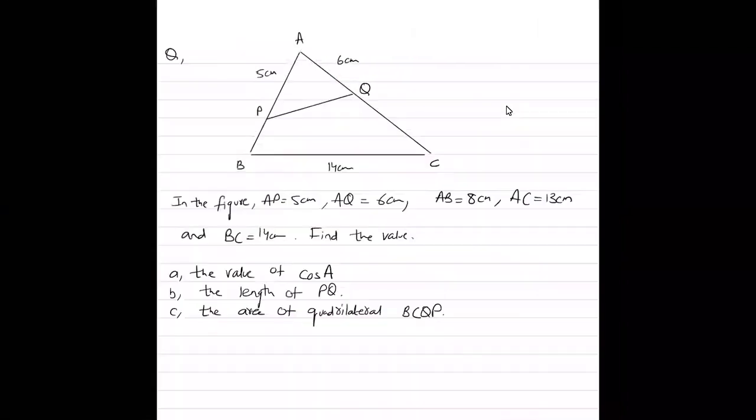So let's try to solve this question. In this figure, the length AP is 5, the length AQ is 6, the length AB is 8, the length AC is 13, this entire length is 13, and the length BC is 14. The question wants you to find the value of cos A, cosine of angle A.